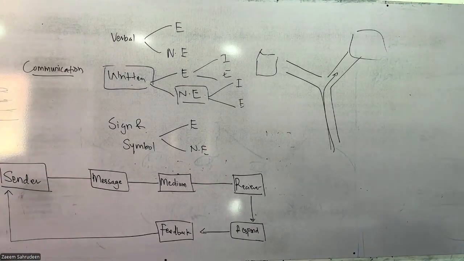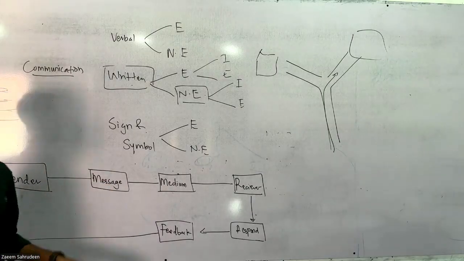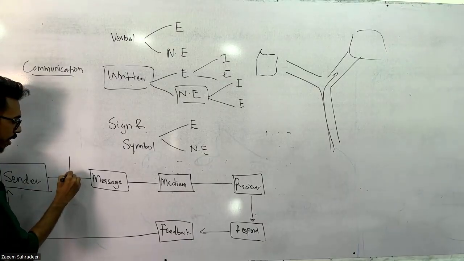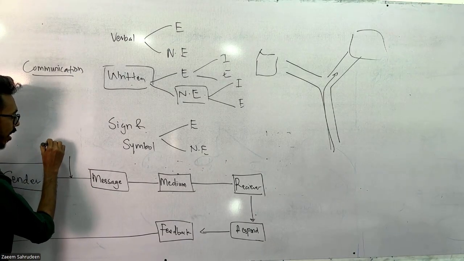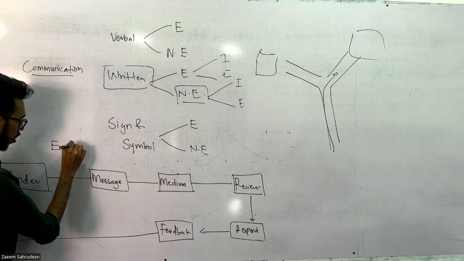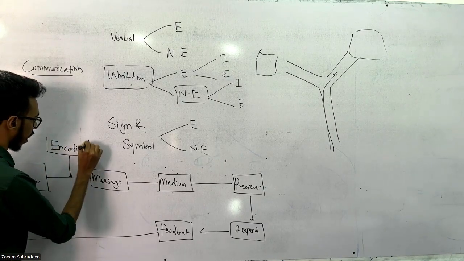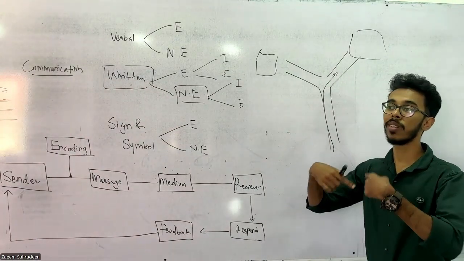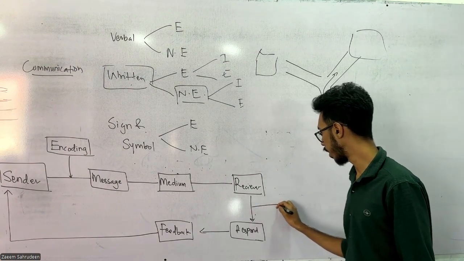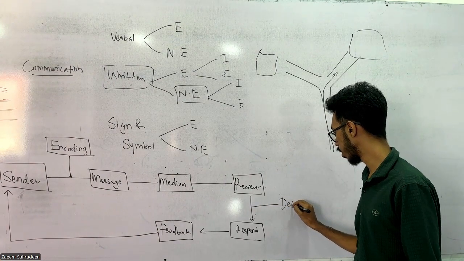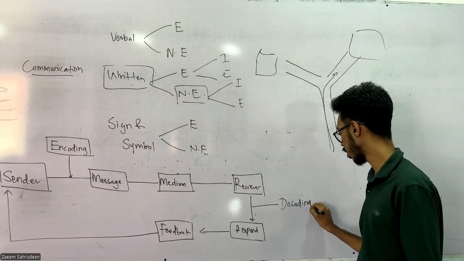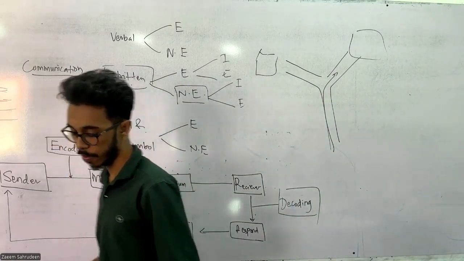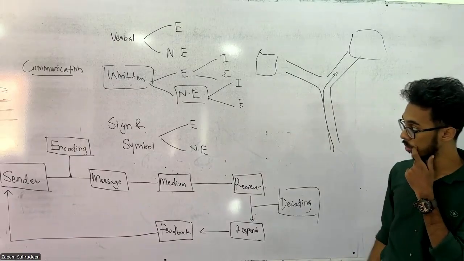Now the thing here is the sender is compiling the message, right? For this compilation, we call it encoding. And when the receiver gets this message, the receiver has to understand. This understanding part is what we call decoding. And this is the entire communication process.